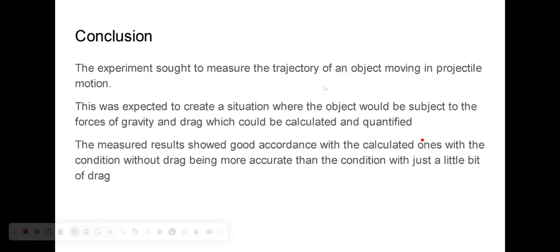It was expected that the object would be subject just to the forces of gravity and drag, which would then be calculated and quantified. And the measured results showed pretty good accordance with the calculated ones. There was a slight error due to the technology used, but other than that, everything looked pretty good.